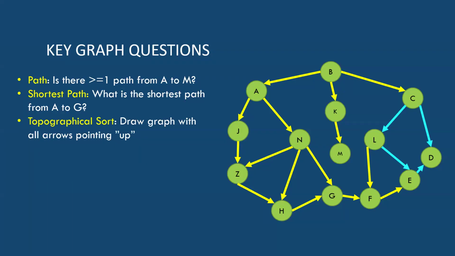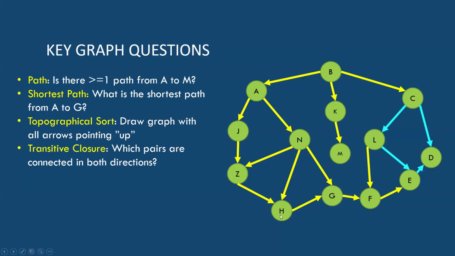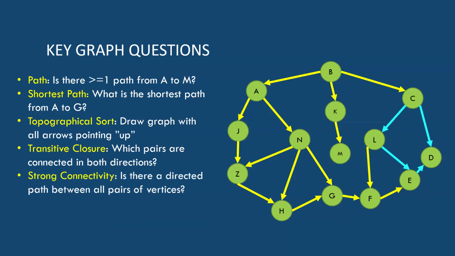Topological sort, we have not done this before. That's us trying to figure out the order of the classes that we need to take. Transitive closure: which pairs are connected in both directions. The idea of transitive closure means, can I get from A to H and H to A? That would be transitive closure by any pathway, right? It doesn't have to be direct, but that would be a transitive closure of those particular vertices, okay?